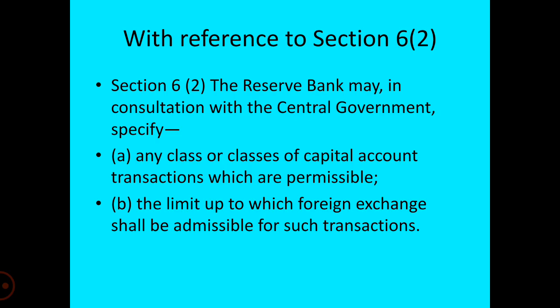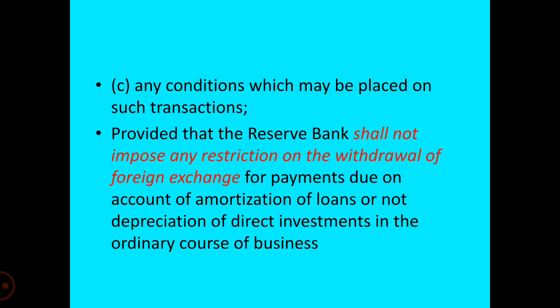Hence, a reference to section 6 subsection 2 is that the Reserve Bank may, in consultation with the central government, specify any class or classes of capital account transactions which are permissible, and the limit up to which foreign exchange shall be admissible for such transactions. In consultation with the RBI, the central government will specify any class or classes of capital account transactions which are permissible, and the limit up to which the foreign exchange shall be admissible for such transactions.